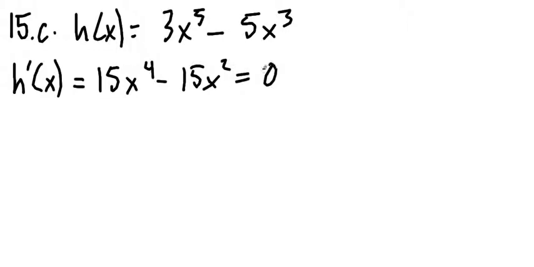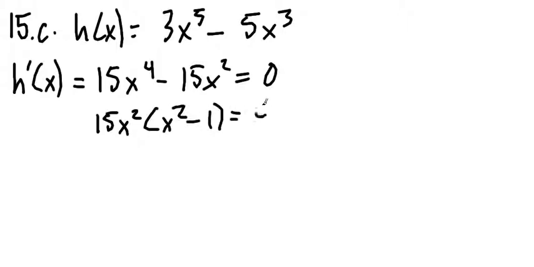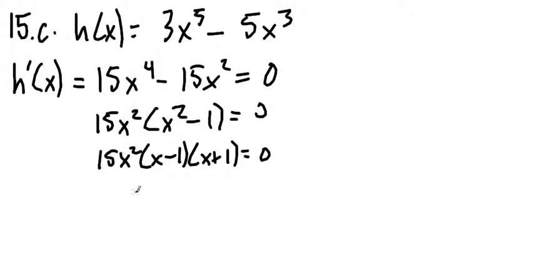I set this equal to 0. I can factor out 15x squared. I'm left with x squared minus 1 equal to 0. So this is 15x squared times x minus 1 times x plus 1 equal to 0. And this gives me either x is equal to 0 or 1 or negative 1.